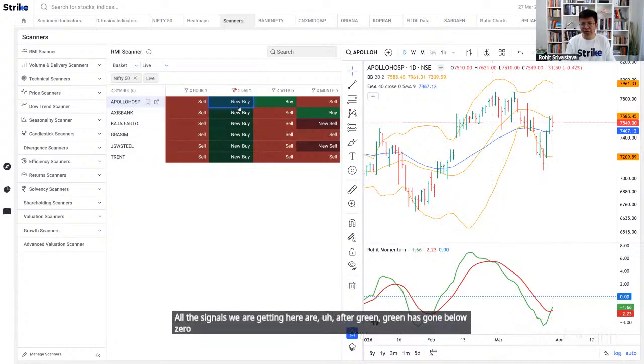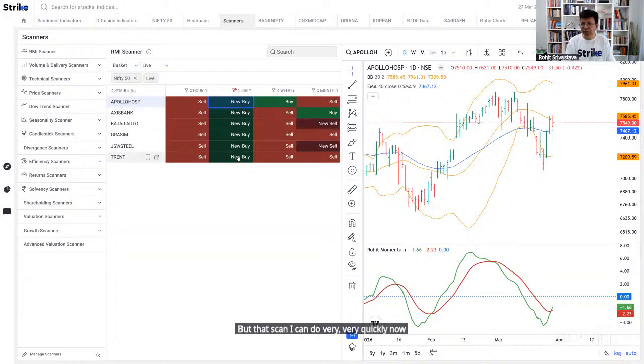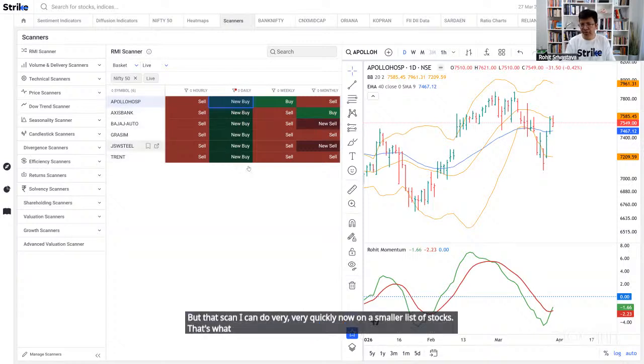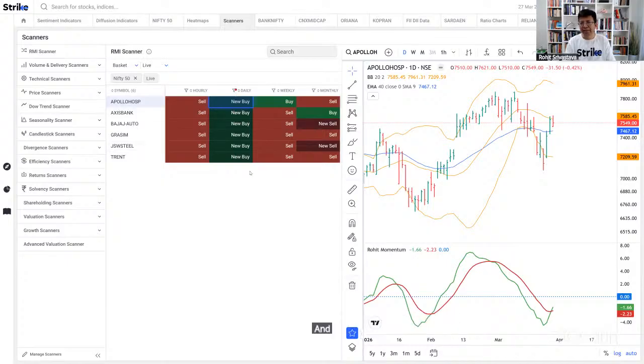So that one condition is at least met. But that scan I can do very, very quickly now on a smaller list of stocks. That's what we have been able to come down to by doing this scan. And I can execute today, right? Because I know at 2:30 where the signals are coming.